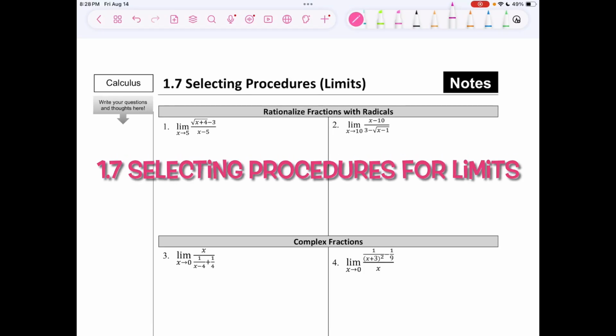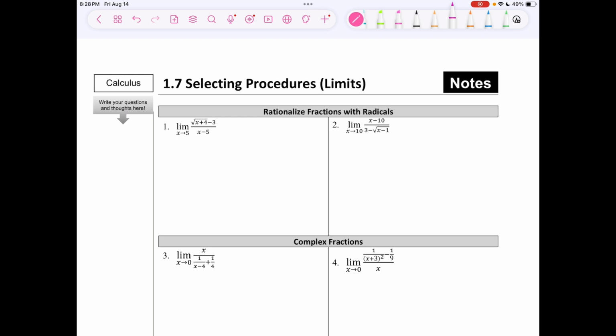Let's take a look at 1.7, selecting procedures for finding limits. So remember, when you go to find a limit, the first thing that you're always going to want to try is direct substitution, right? Just take the value that your x value is approaching, such as 5 here, and substitute it into that expression, or that function, whatever the case is.